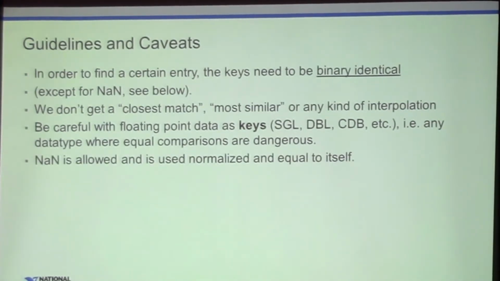NaN is allowed, and is normalized and equal to itself. Typically, NaN is never equal to NaN. But here, if there's a NaN and you search for NaN, it will find that entry, even if the binary representations are not the same. There is an almost infinite number of NaNs. If you look at the bit pattern, only certain things need to match to be NaN. So even if the bits are different, it will say, oh, it is.